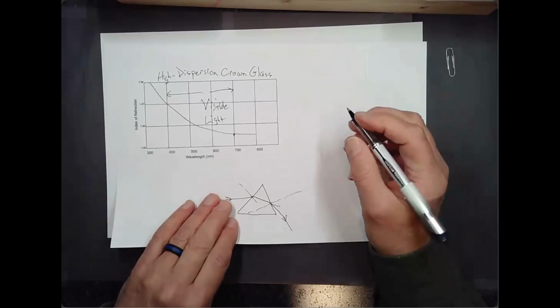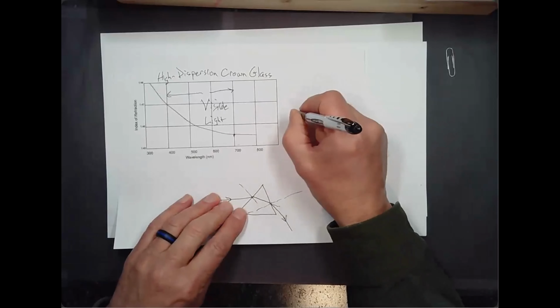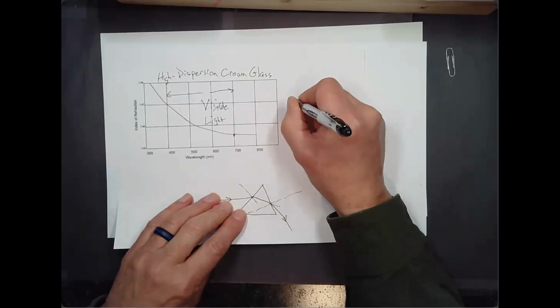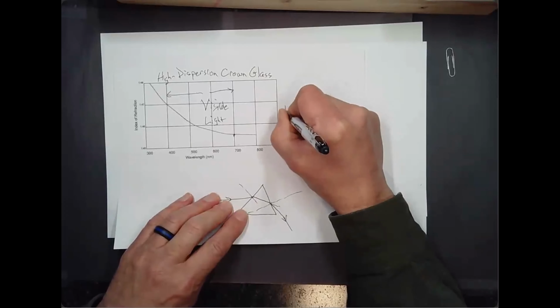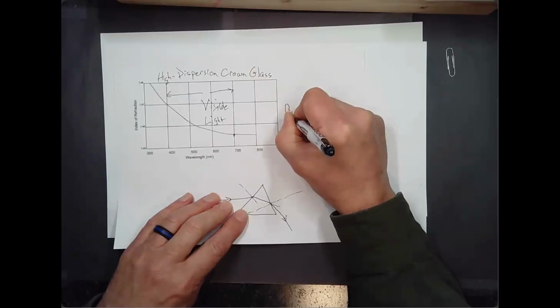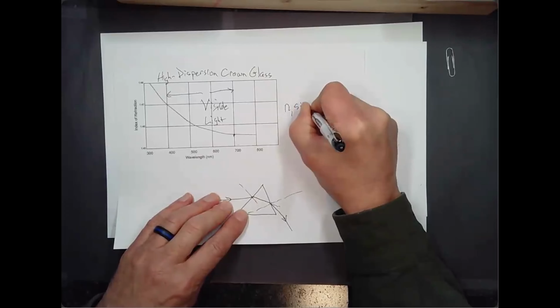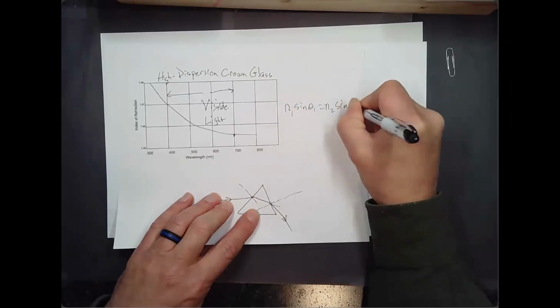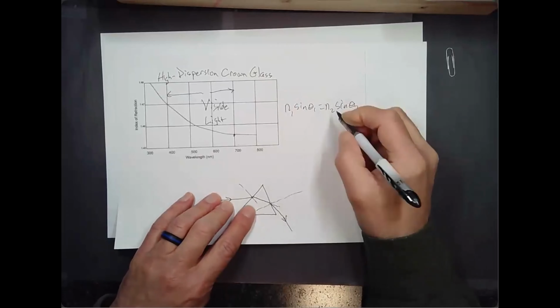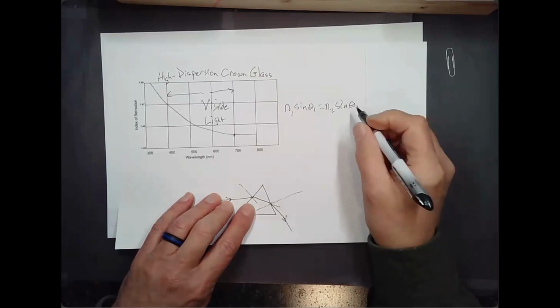Oh, we can figure this out. The critical angle is the angle for light leaving something. N1 sine theta 1 equals N2 sine theta 2. We're going into air, so N2 is 1.